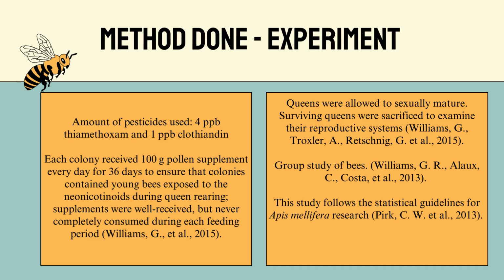So, the method, this is talking about the experiment aspect. Queen bees were allowed to sexually mature, and surviving queen bees were sacrificed to examine their reproductive systems. They used a group study of bees, and this study followed the statistical guidelines for Apis mellifera research. The amount of pesticides used was 4 ppb and 1 ppb of each of these. Each colony received 100 grams of pollen supplement every day for 36 days to ensure that colonies contained young bees exposed to the neonicotinoids during queen rearing.